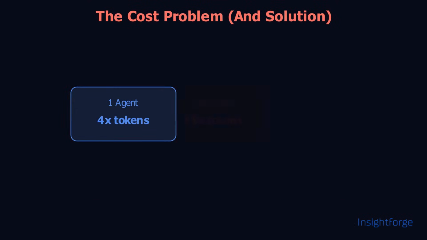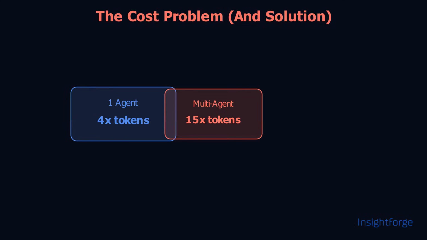Of course, coordinating over 100 agents introduces a massive cost problem. A single agent might use 4 times more tokens than a regular chat, but a multi-agent graph can easily consume 15 times more tokens. If you ran our 108-agent workflow on a premium model, the input token costs alone could look closer to $10 per run.